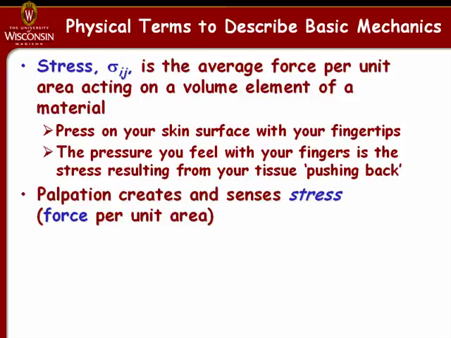So just to review, stress is the average force per unit area acting on a volume element in a material. As an example, if you press on the skin surface with your fingertips, the pressure that you feel with your fingertips is the stress resulting from your tissue pushing back, and you feel the tissue pushing back with your fingertips. Palpation creates and senses stress, or a force per unit area.